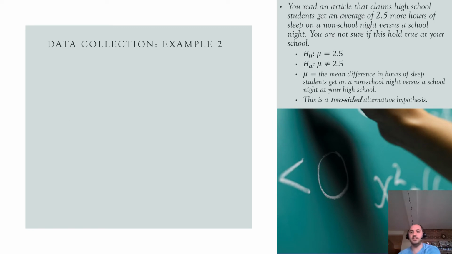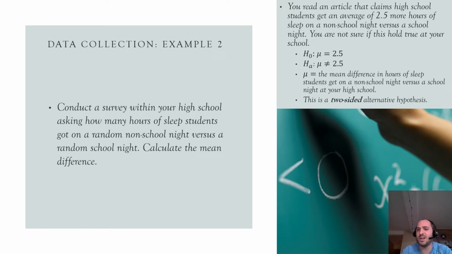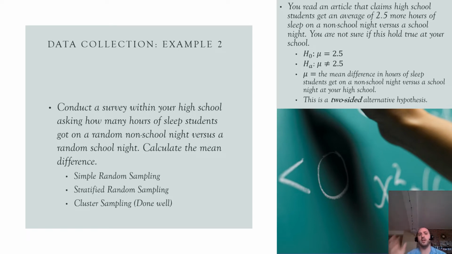In our mean difference example, you're not really going to be able to simulate with a computer like you could for the basketball example. So you're probably going to want to conduct a survey within your high school asking students how many hours of sleep they got on a random non-school night versus on a random school night, and then you'll calculate your mean difference. Because you're surveying, just make sure you follow good survey protocols: simple random sample, stratified random sampling, cluster sampling if done well, because it's kind of convenience sampling in a sense. Whatever is going to make your life best, though.